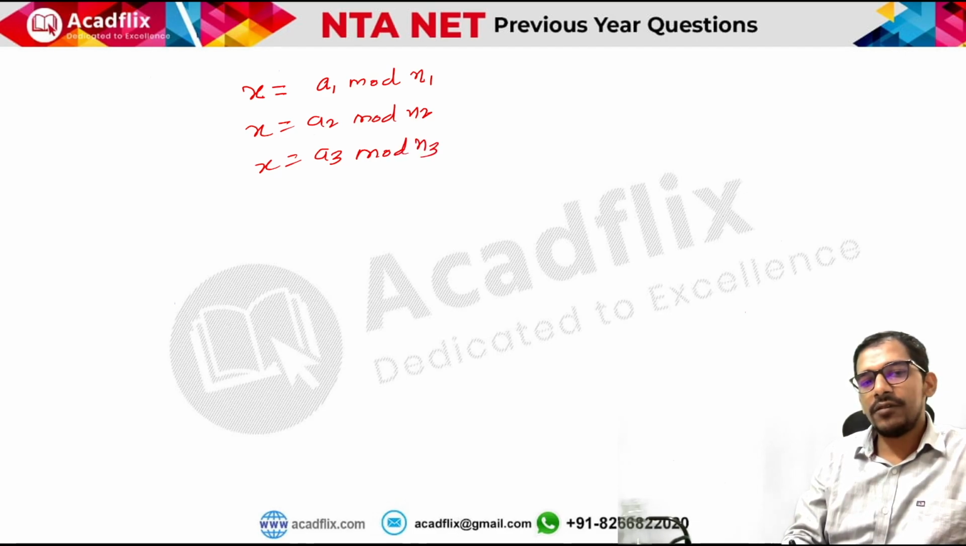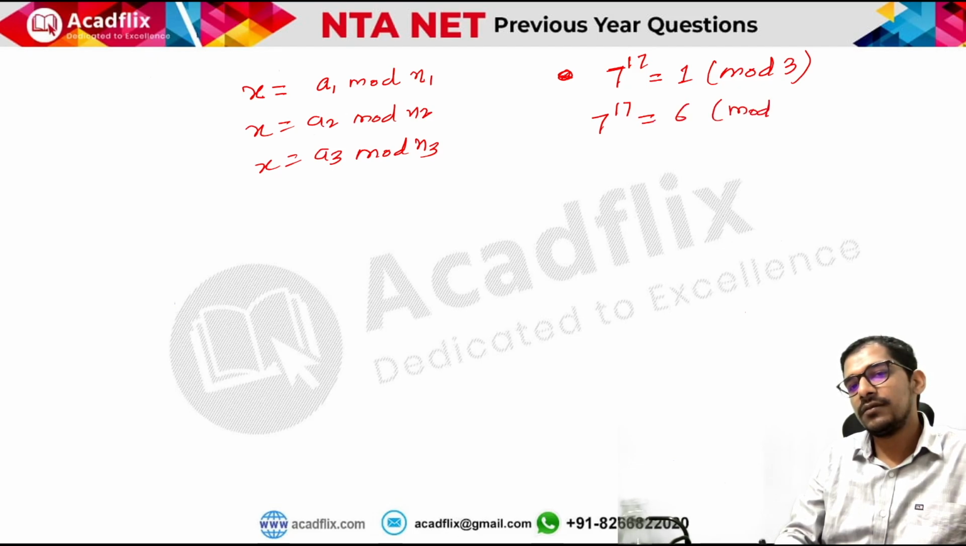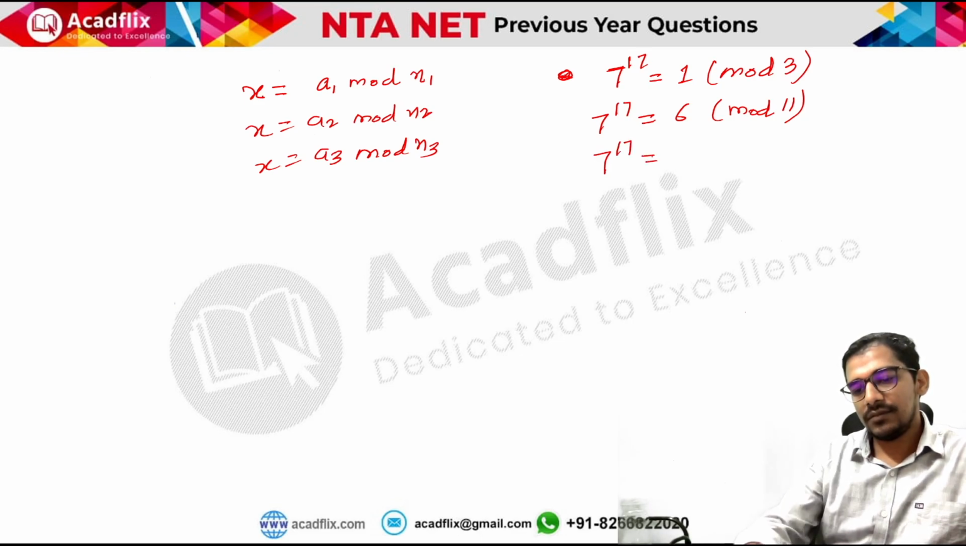So you have found out the values of a1, because now you have three equations, that is you have 7 to the power 17 is equal to 1 using mod 3. Then you have 7 to the power 17 is equal to 6 using mod 11, and you have the third equation, that is 7 to the power 17 is equal to 7 using mod 17.